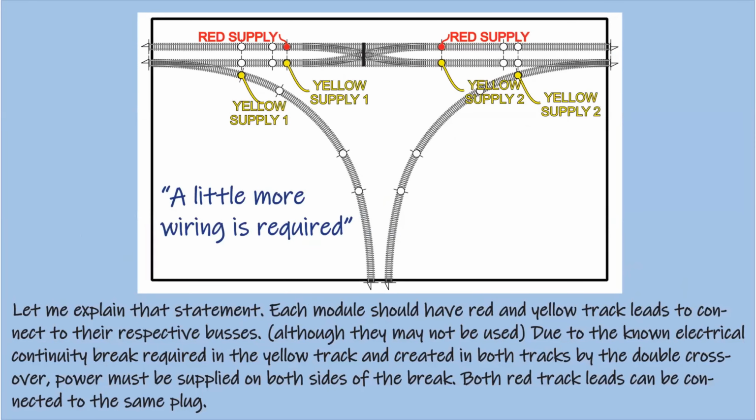A little more wiring is required. Let me explain that statement. Each module should have red and yellow track leads to connect to their respective buses, although they may not be used. Due to the known electrical continuity break required in the yellow track and created in both tracks by the double crossover, power must be supplied on both sides of the break. Both red track leads can be connected to the same plug.